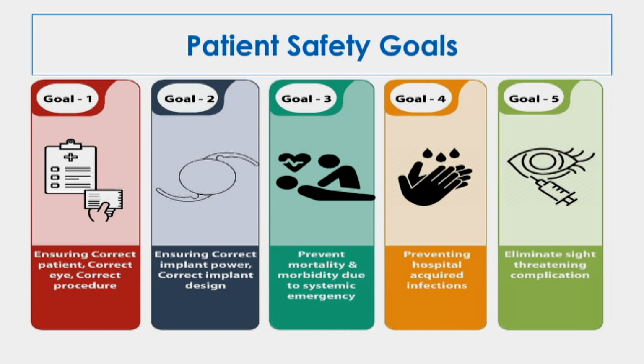To address this, we have now put certain goals. Goal one is how do we ensure correct patient, correct eye, and correct procedure. Goal two is how do we ensure correct implant power and correct design at the time of surgery. Third is to prevent mortality and morbidity due to systemic emergency in the operating room. It's very important. The fourth is how do we prevent hospital-acquired infection. We are talking about endophthalmitis, either sporadic or cluster. And goal five is about eliminating sight-threatening complications.